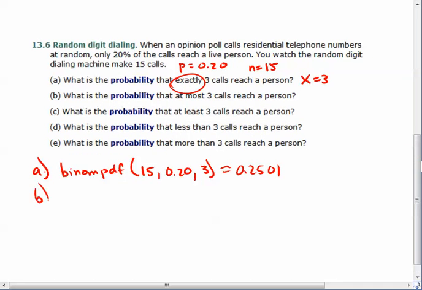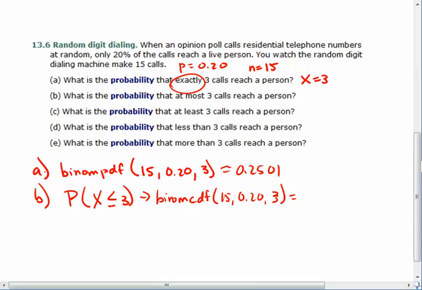Now in part B, what is the probability that at most 3 calls reach a person? So I need to decide what that indicates about X. At most means it can't be higher than, so that's less than or equal to 3. If you have a question like this, where more than one X value is allowed, you're going to use binomial CDF. The way binomial CDF works in your calculator is it works with less than or equal to. When you put in the X value, it calculates the probability that X is less than or equal to that number. So 15, 0.20, and 3 will work again, but we have to use binomial CDF.